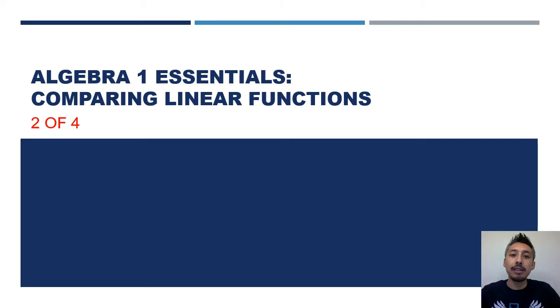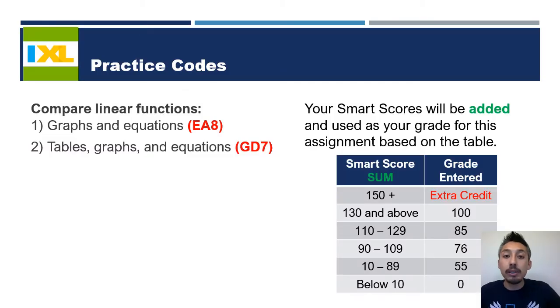So this is the second of 4 lessons that we're going to have before the end of the school year. In this lesson, we're going to be comparing linear functions. So we're going to be talking about some of the key characteristics and just comparing different ways that we see it. Here are the IXL codes that you're going to be working on at the end of the lesson.